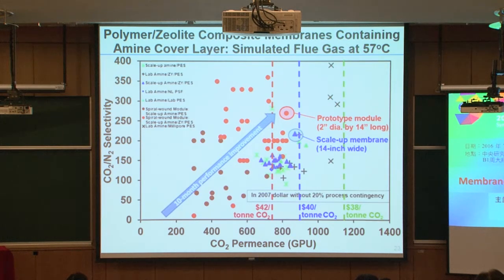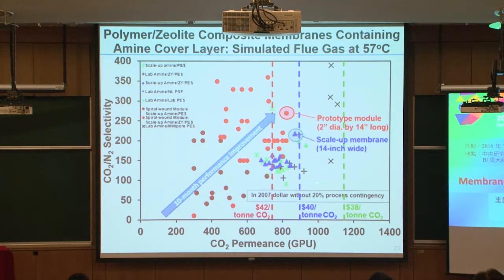Actually here I did a related analysis. It would cost about $42 per ton of CO2 captured if we have about 750 GPU. This is in 2007 dollars, but without including the 20% process contingency. What the process contingency means is that because it is a new process, there is uncertainty involved, because not too many people know it yet; it usually stays in our laboratory.